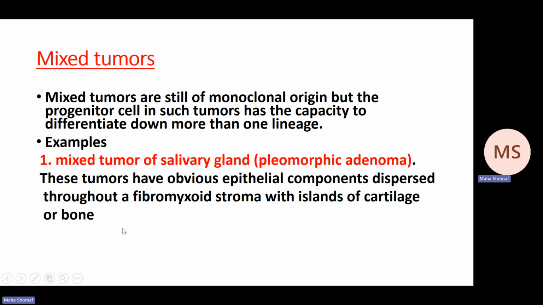For example, there are well-known mixed tumors such as the mixed tumor of the salivary gland, which is called pleomorphic adenoma. And these tumors have an epithelial component, which is mixed with a fibromyxoid tissue and islands of cartilage or bone, and that's why they are designated as mixed tumors.